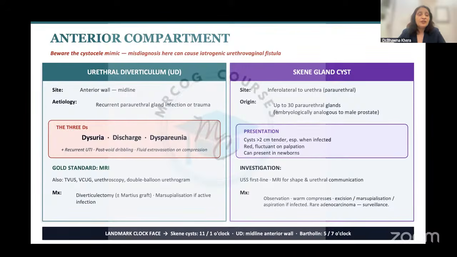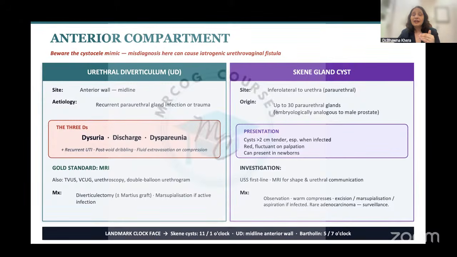It can be because of recurrent paraurethral gland infections or trauma. Diverticulum has 3Ds, right? Dysuria, discharge, and dyspareunia. Dysuria means burning micturition, recurrent UTI, the patient presenting with recurrent UTI. Discharge, what is discharge? Yellowish discharge, post-void dribbling, and you can see the yellowish discharge from the urethra, not the vagina. Dyspareunia is basically pain during sex, which is also a part of it.